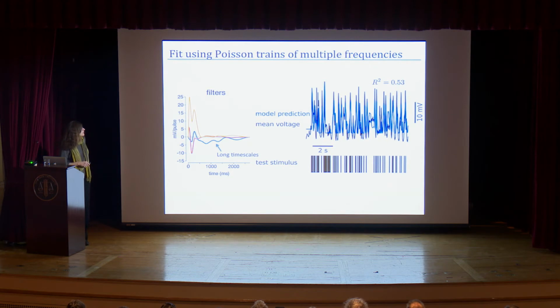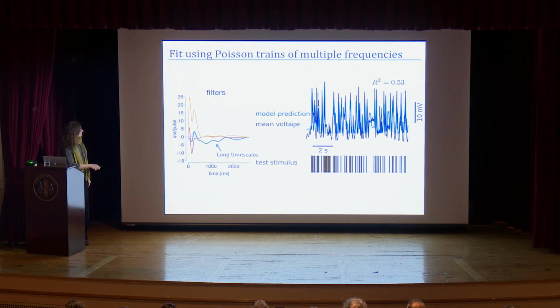So we fit using these Poisson trains, and now here's the response to a Poisson sequence. We can get quite a good prediction for the responses of the voltage to those inputs. And what you'll see emerging here in the filters is you get some that incorporate these really long time scales. So just look at the time base here. This is out to 2 seconds.